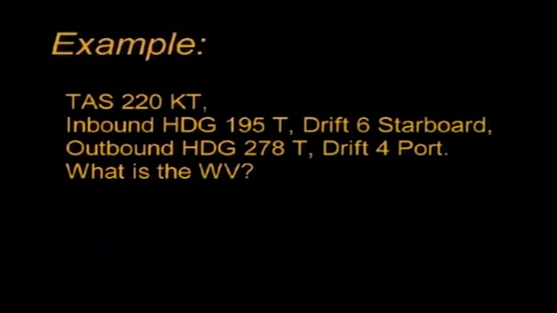Let's check the wind velocity at a turning point using an example. TAS is 220 knots, inbound heading is 195 degrees true, with drift of 6 degrees starboard. Outbound heading is 278 degrees true, with drift of 4 degrees port. What is the wind velocity?